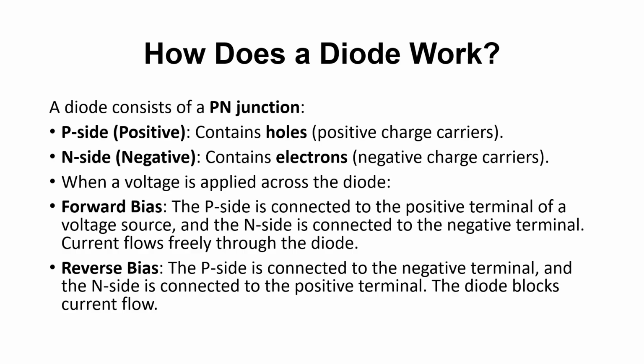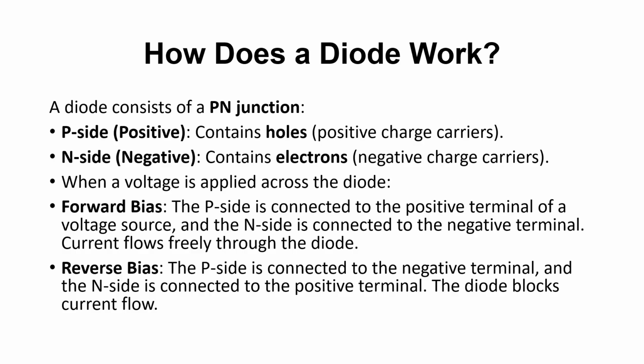When we apply voltage, two main scenarios happen. First, forward bias. We connect the positive terminal of our power source to the P side and the negative to the N side. This pushes holes from the P side and electrons from the N side toward each other. They recombine, the depletion region shrinks, and current flows freely once we reach a small threshold voltage.